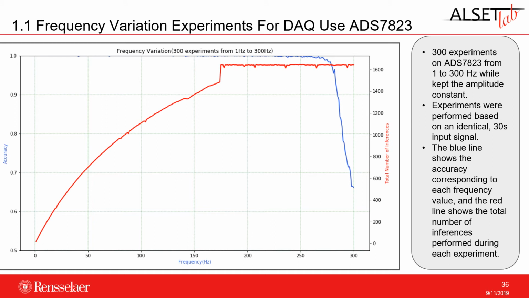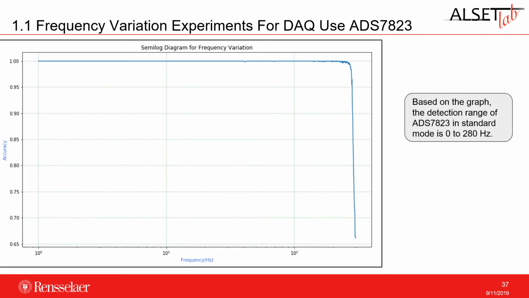Each experiment was performed based on an identical 30-second input signal. The blue line shows the accuracy corresponding to each frequency value, and the red line shows the total number of inferences performed during each experiment. The data collected in this experiment can also be drawn as a semi-log diagram. In this diagram, we can clearly see where the inference accuracy drops dramatically. Based on the graph, the detection range of ADS7823 in standard mode is 0 to 280 Hz.